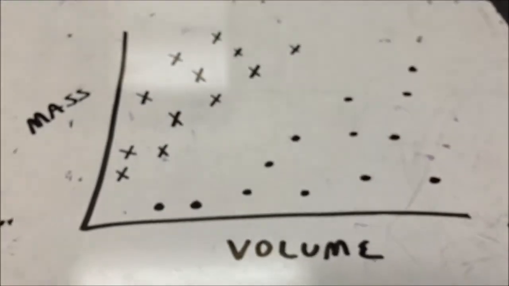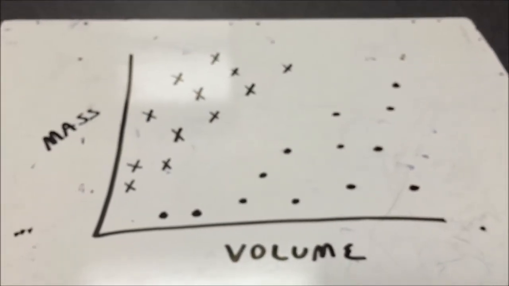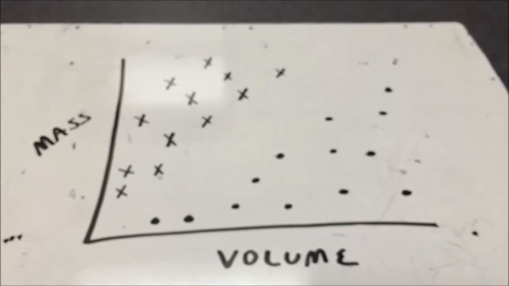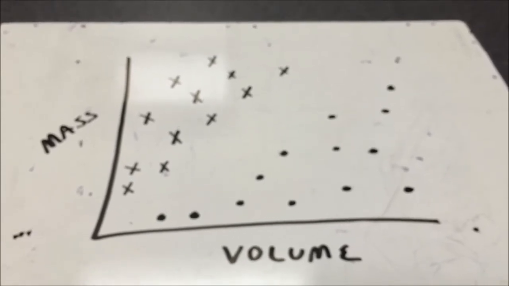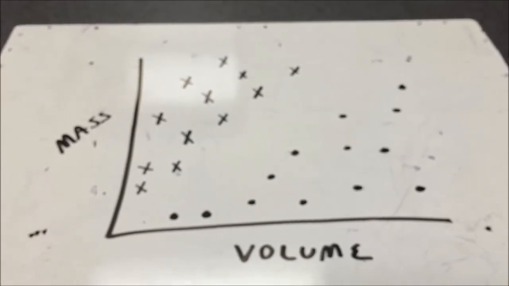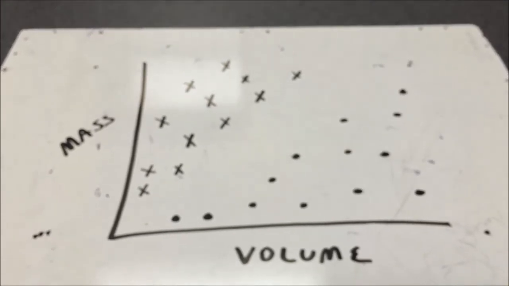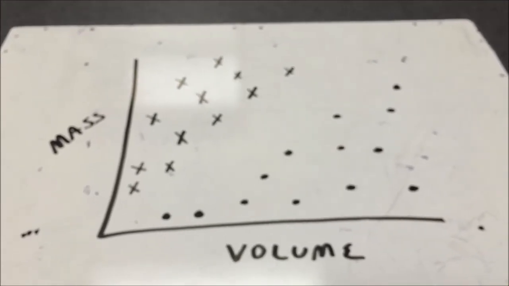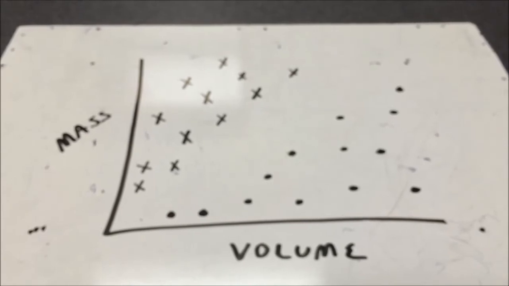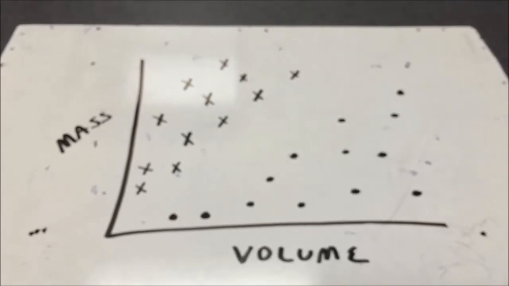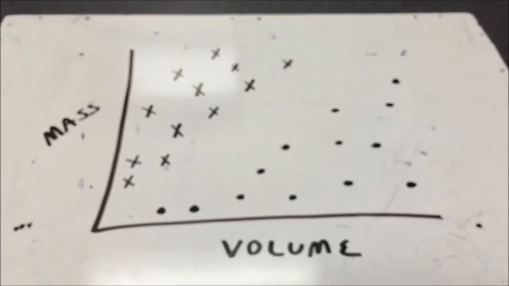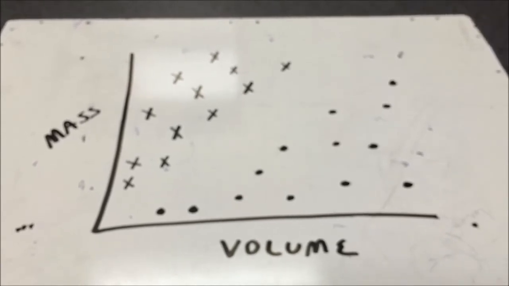What we end up with is a graph similar to this. You can see that the X's represent things that sink, and the dots represent things that float. The space in between ends up being somewhere around the slope of 1, where mass and volume are equal to each other, and we all know that that slope is equal to the density of water.